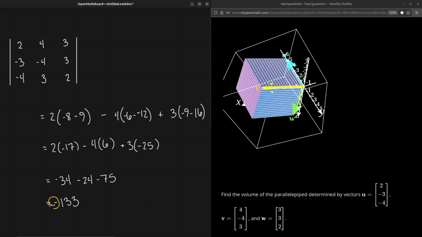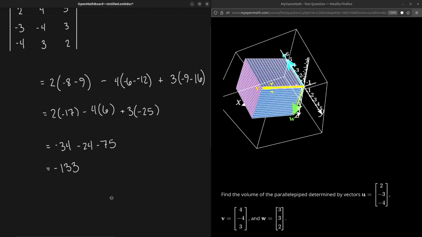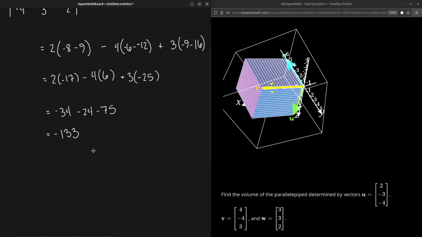Again, we get a negative. A volume, you can't have a negative volume. That negative is telling us something else, but the main number is telling us the volume of the parallelepiped. So the volume of this parallelepiped is going to be the absolute value of negative 133. Always take the absolute value of your determinant to find your area or your volume. That gives us a final answer of positive 133.